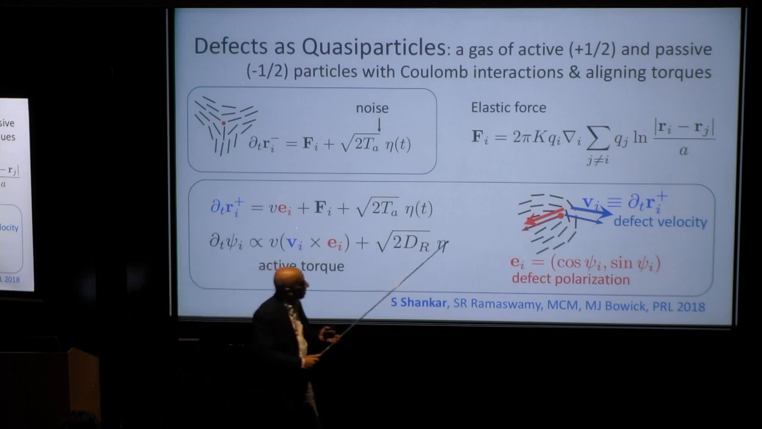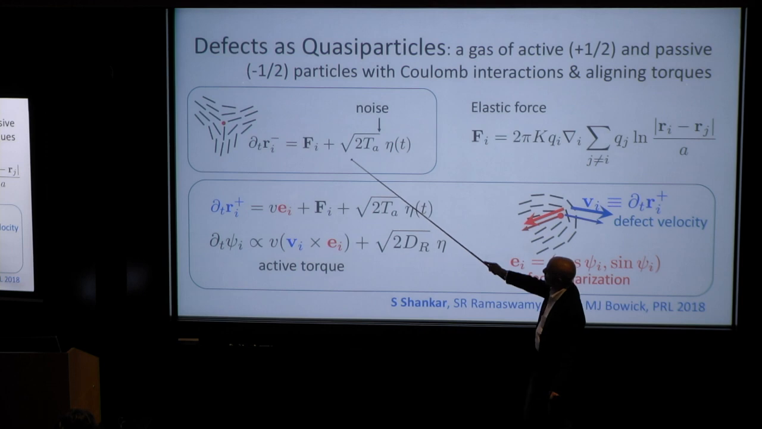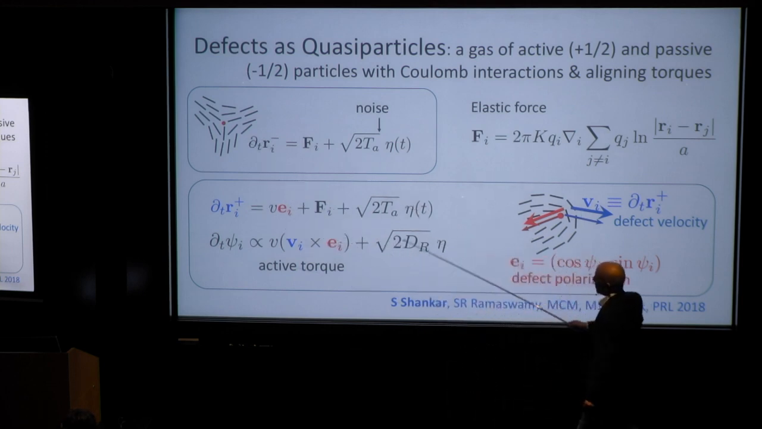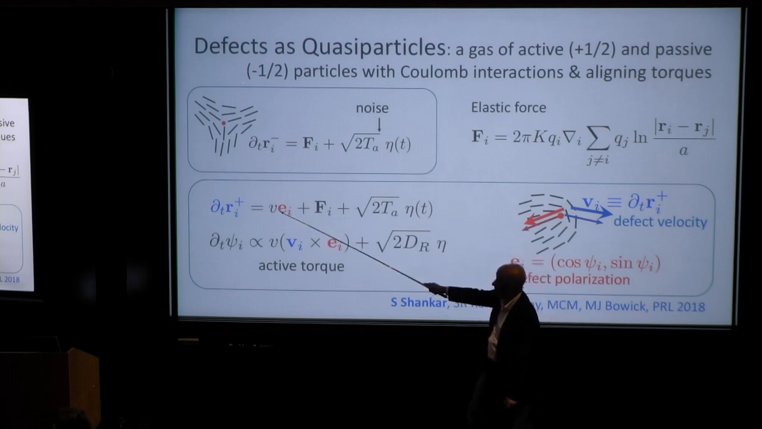More recently, this idea of motile defects we took up in collaboration with Suraj Shankar, Cristina Marchetti, and Mark Bowick to understand the dynamics, the statistical mechanics of an active nematic in which there are topological defects. The idea basically is you've got defects of strength minus half and plus half. The plus halves and minus halves interact with a pair force which is from a logarithmic potential, but the plus half has a self-propelled velocity.